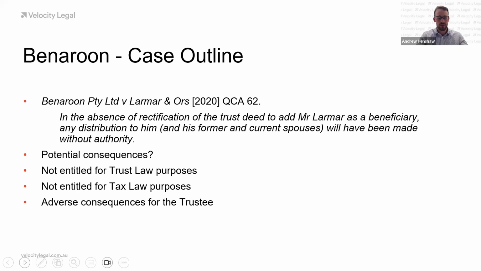But looking at something like this, the question is, well, who would even be entitled if all these distributions over time haven't been made with authority? Who would be entitled, both from a trust law perspective and actually demanding the money, and also from a tax law perspective, and who's going to get assessed on those amounts?